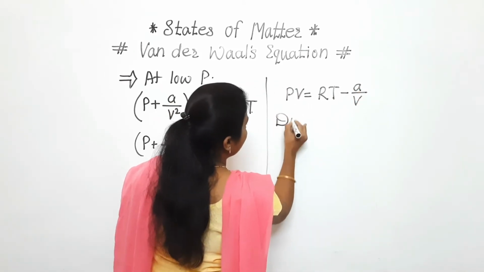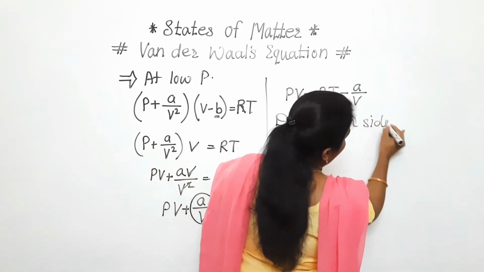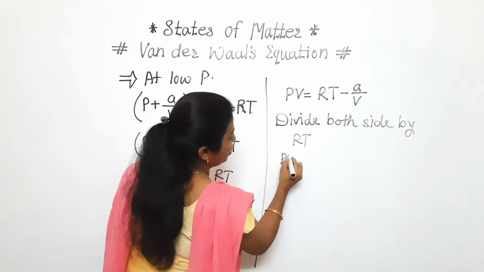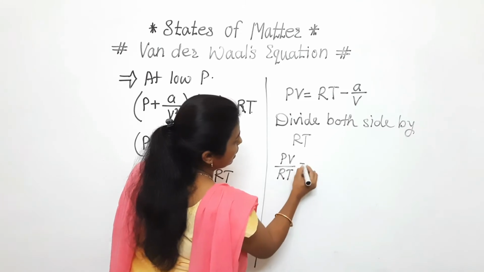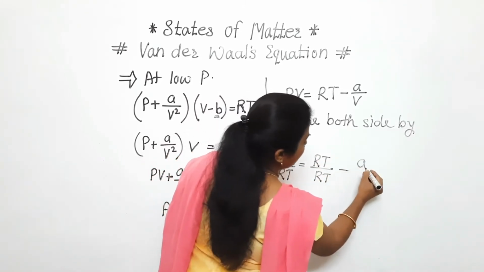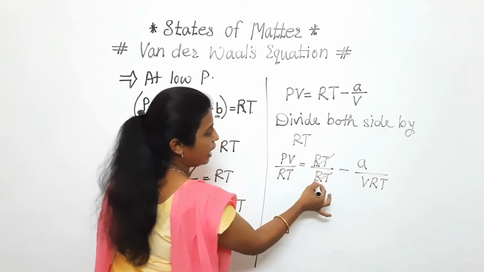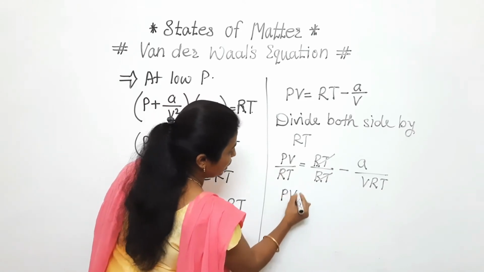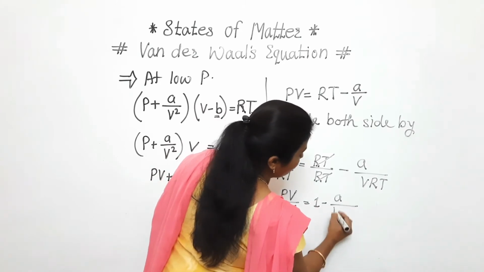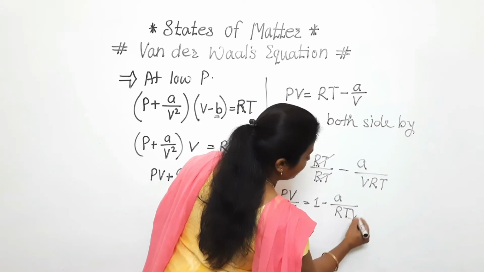Now divide both sides by RT. So what will we get here? PV divided by RT is equal to RT divided by RT minus A by VRT. Clear to everyone? So here PV divided by RT is equal to 1 minus A divided by VRT, or I am writing here RTV.